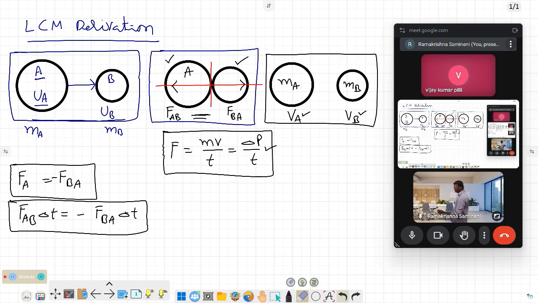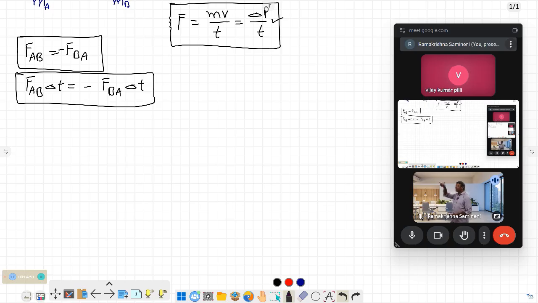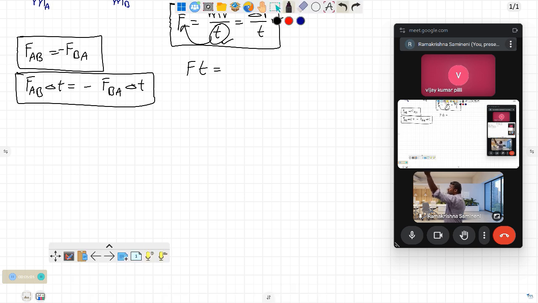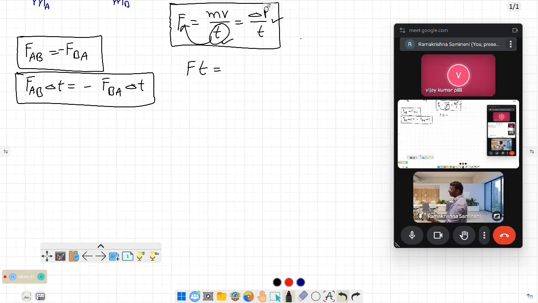This is B. Okay, to discuss this: FAB delta t is equal to minus FBA delta t. Look at this formula once. What is t? This t is there in the denominator, you multiply it. So that means I can write this formula: F into t is equal to nothing but delta p.